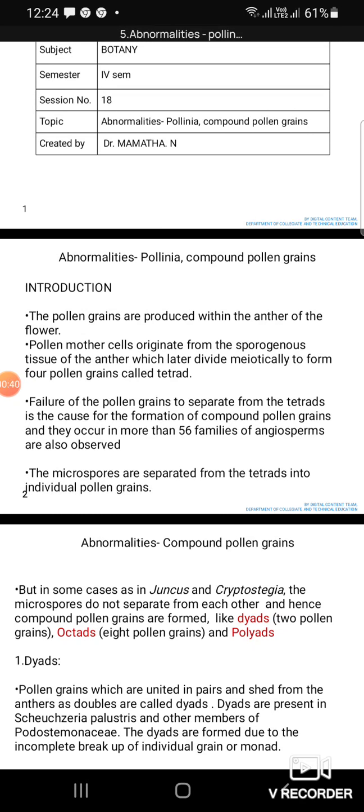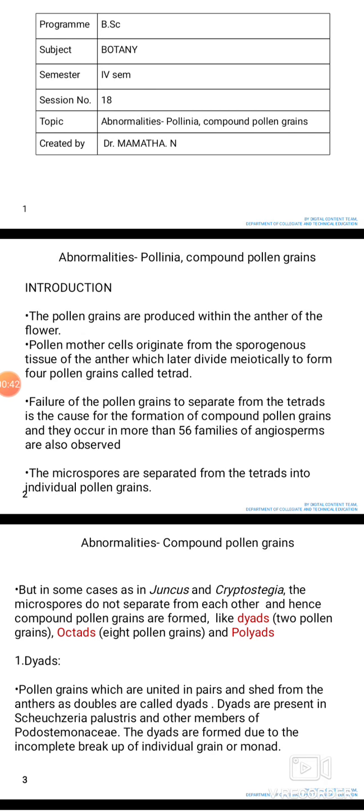The microspores or the pollen grains are separated from tetrads into individual pollen grains. But in some cases, as in Juncus and Cryptostegia, the microspores do not separate from each other, and hence compound pollen grains are formed, like dyads, that is 2 pollen grains, or octads, 8 pollen grains, or polyads.